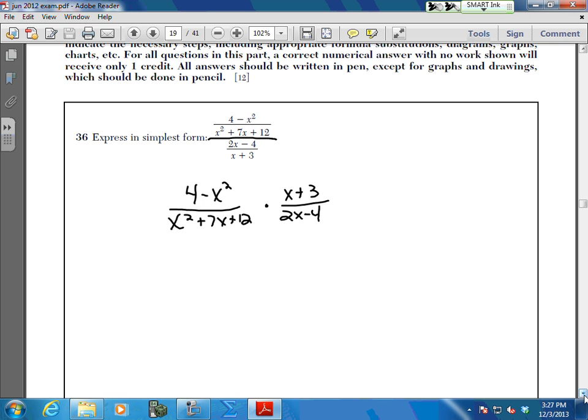Now, your goal here is to factor everything. Here's your perfect squares. Here's a trinomial. This cannot be factored, and this one has a greatest common factor of 2. From here, we're going to have one big line, and we're going to factor out your common factors. I see an x plus 3. I see an x minus 2.